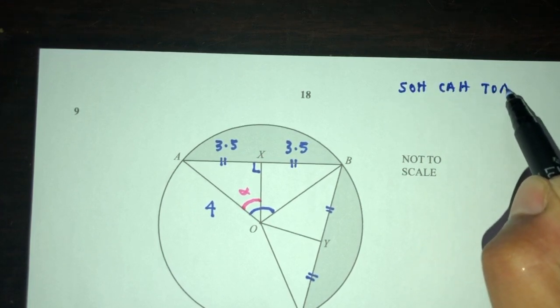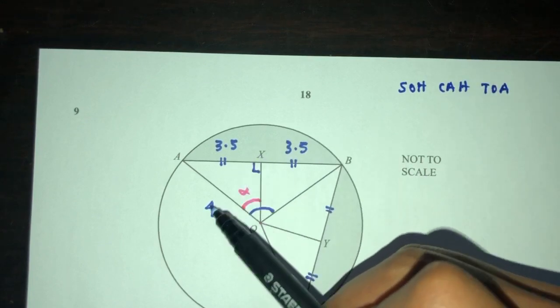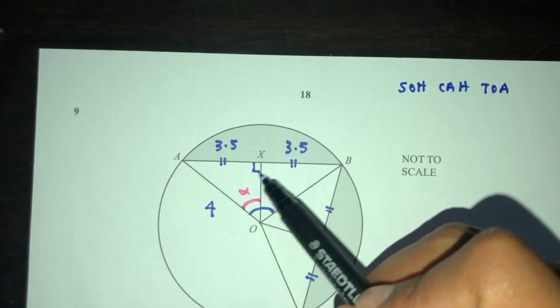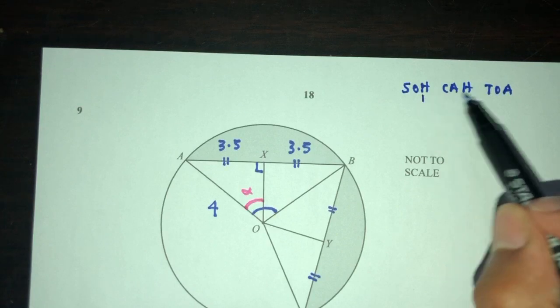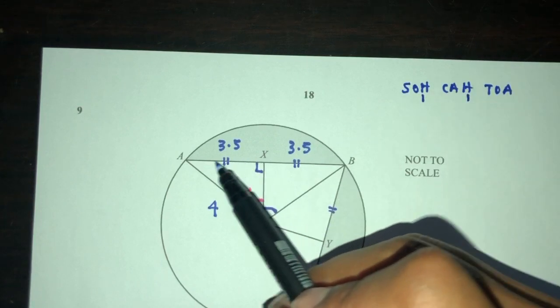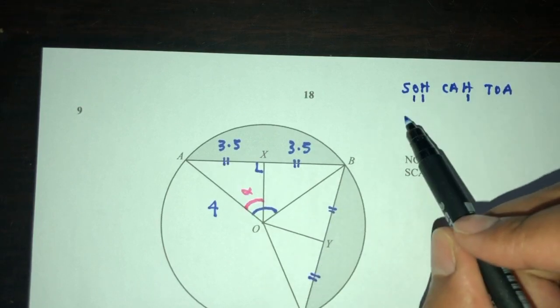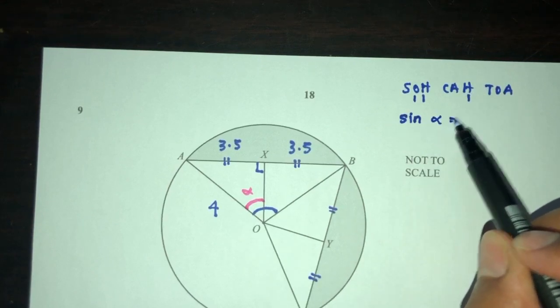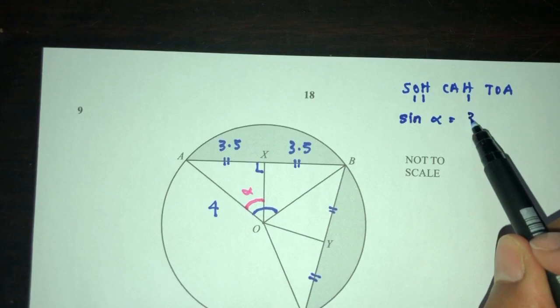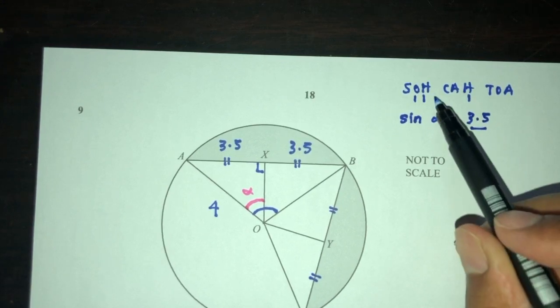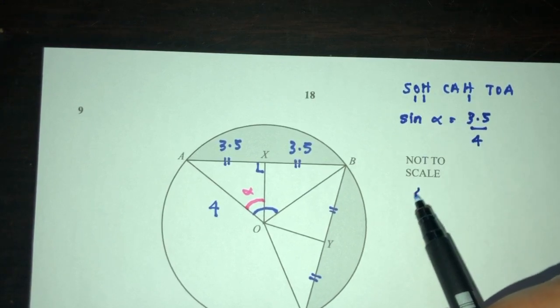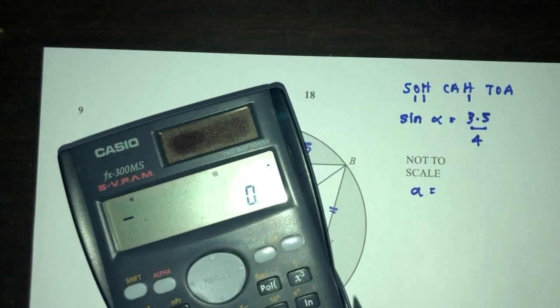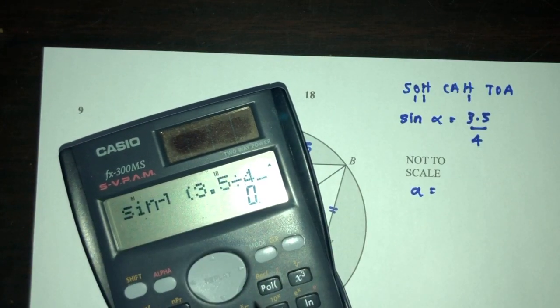SOHCAHTOA. Right. So this is my hypotenuse. The side opposite the right angle has to be the hypotenuse. And then this is my opposite side. So sine of the angle that we don't know has to be the opposite side, which is 3.5, over the value of the hypotenuse, 4. So alpha has to be what? Sine inverse of 3.5 divided by 4.